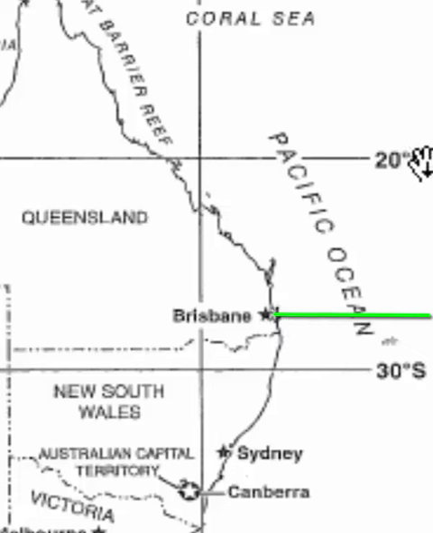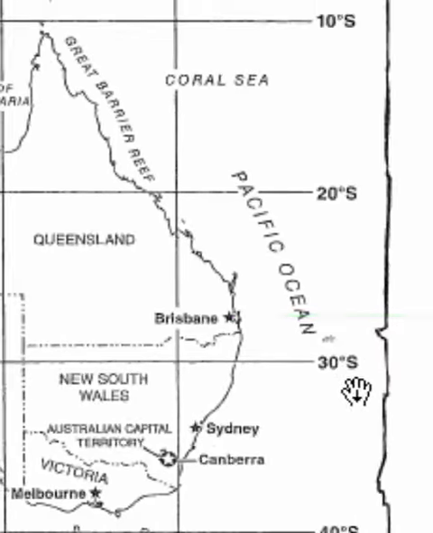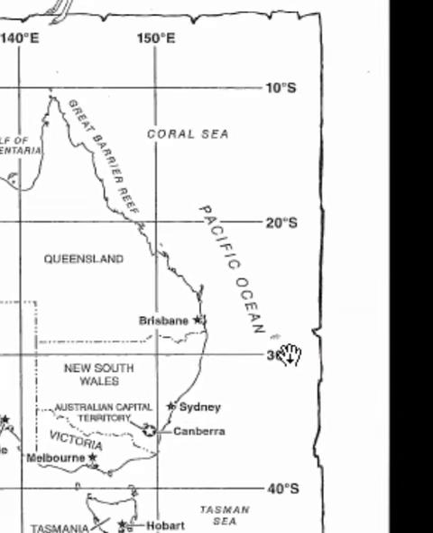Another thing I notice sometimes that students will mistake is they don't look at what order these are going in. This is going from 10 to 20 to 30 to 40. So it's getting bigger as we go down the map, and that's important to note too. So we're probably 27, 28 degrees south latitude for Brisbane.